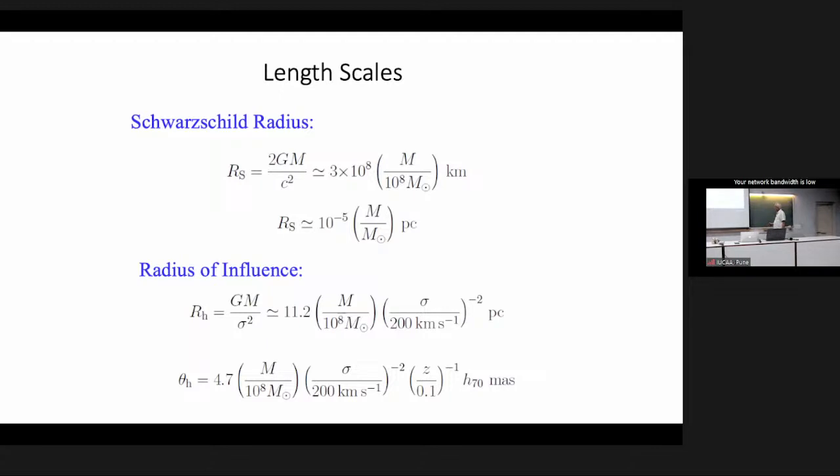I already normalized it for you: 3 into 10 to the 8 into M upon. This one also should be taken to the 8, so that is a mistake. We have seen this number. Then there's something called the radius of influence, RH, which is equal to GM by sigma squared. And what is sigma squared? Sigma squared is the dispersion velocity of the stars.